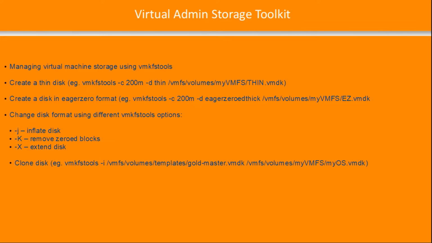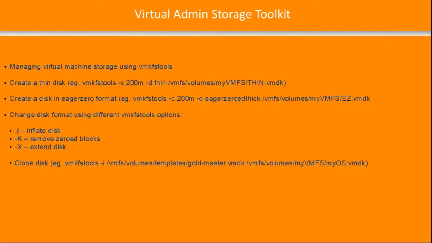Creating a disk in eager zeroed format. The only change we notice here is the name of the VMDK and adding -d eagerzeroedthick, which is the disk format type. This command will take a little longer to execute, as it will be writing all the zeros, as it's going to be an eager zeroed thick format. We will run these commands in the terminal for a better understanding.